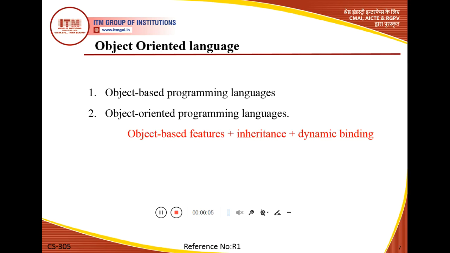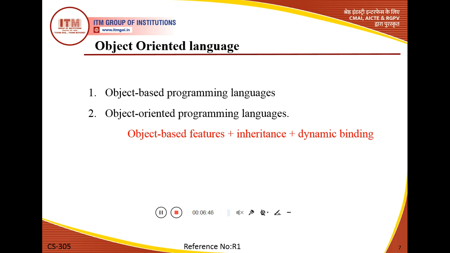Now, in object oriented programming we use two types of languages, and on the basis of languages we will discuss the next topic, object oriented languages. Object oriented languages are distinguished into two types. The first one is object based programming languages, and the second one is object oriented programming languages. What is the difference between object based programming languages and object oriented programming languages?